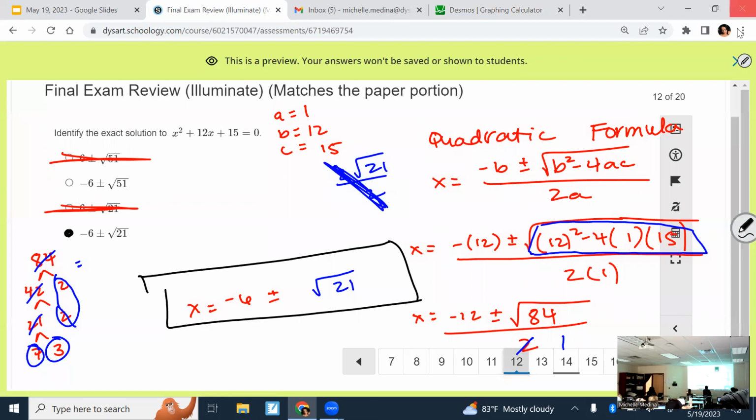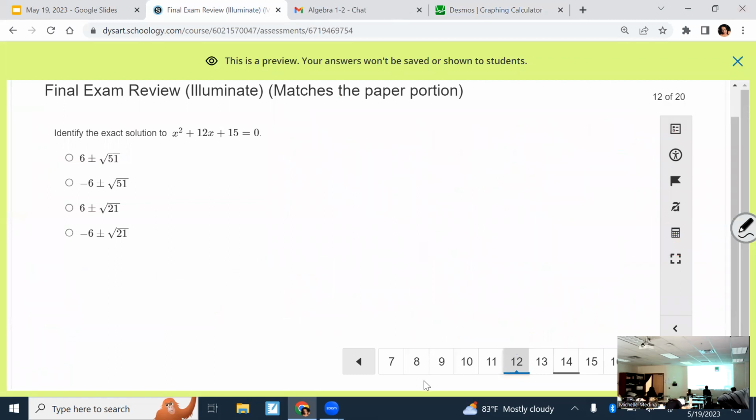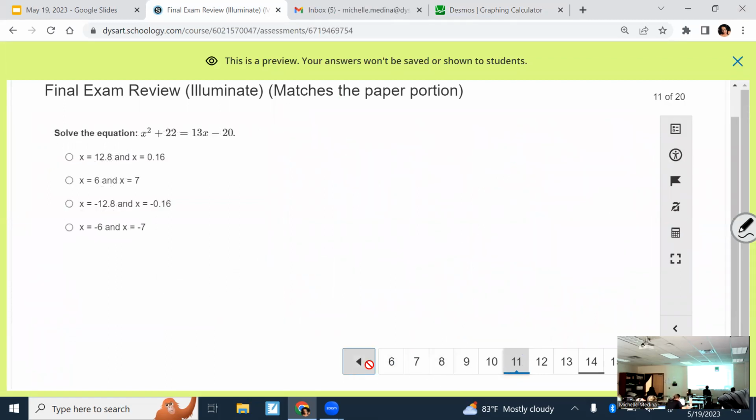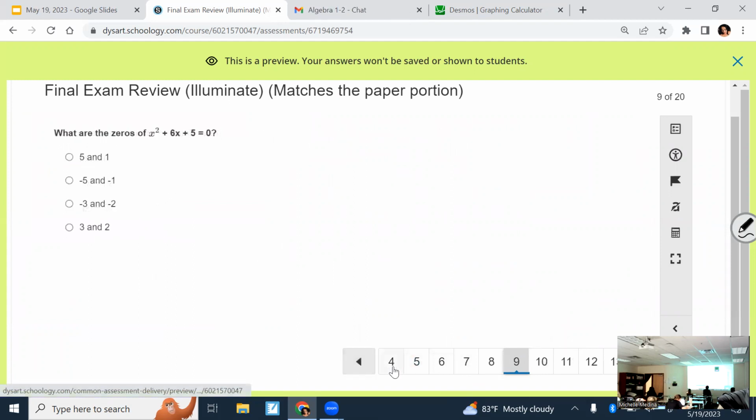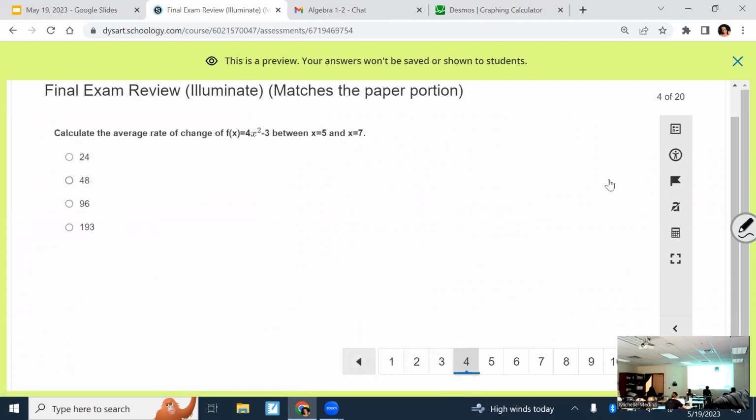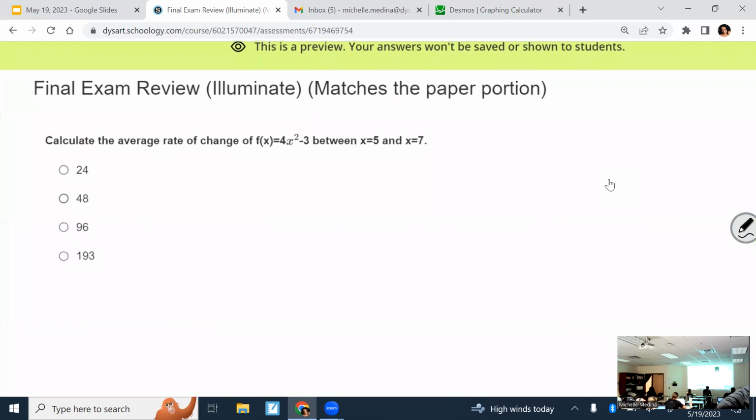Any others from the review? Aiden? Number 4. Okay, so average rate of change. That's a good one. It shows up a lot.